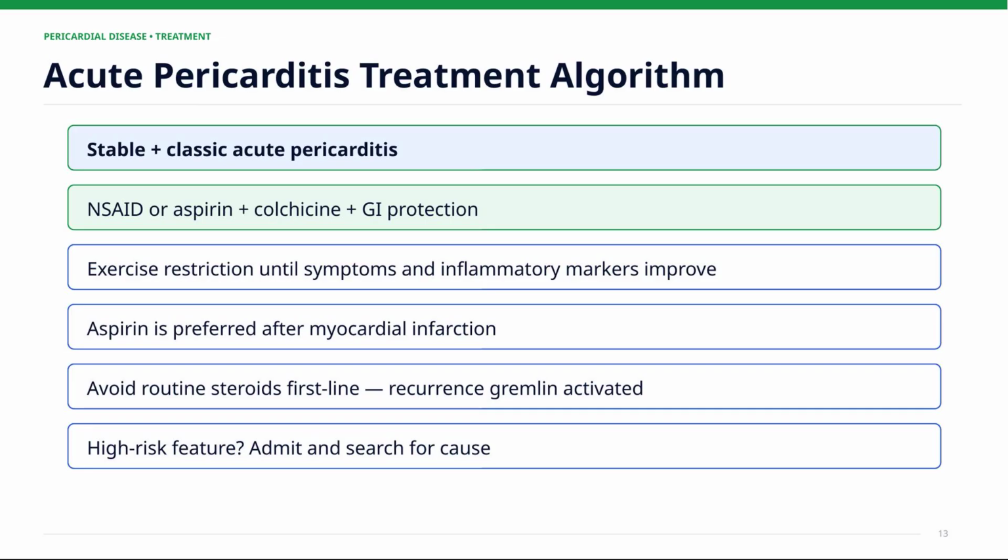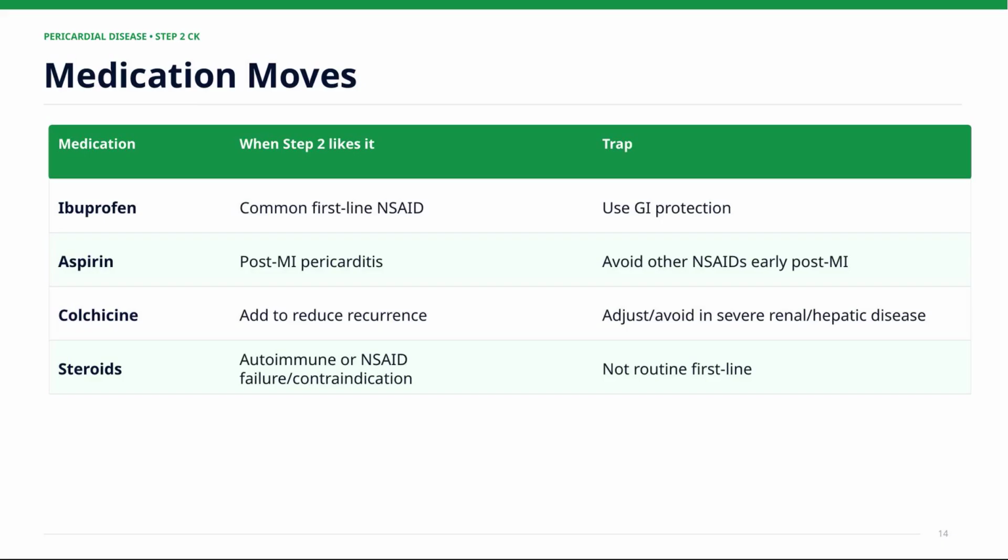Medication cheat sheet. Ibuprofen, your common first-line NSAID. Just add GI protection. Aspirin, the move for post-MI pericarditis, but avoid other NSAIDs early after an MI. Colchicine, add it to cut down recurrence, though you'll adjust or avoid it in severe renal or hepatic disease. And steroids, reserved for autoimmune disease or when NSAIDs and colchicine have failed. They are not, I repeat, not routine first line.